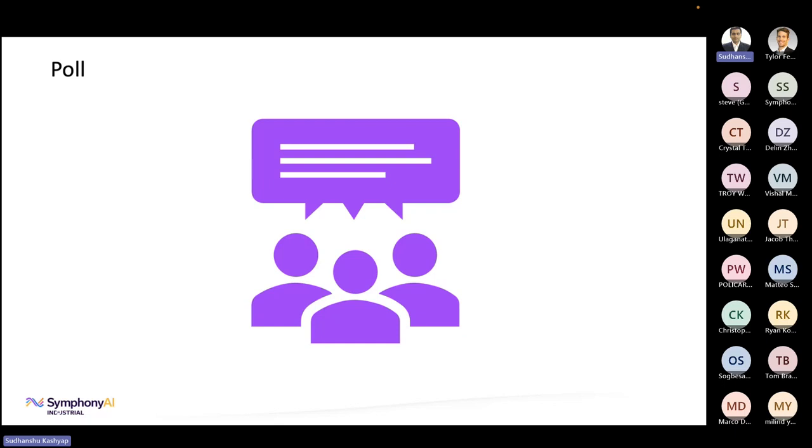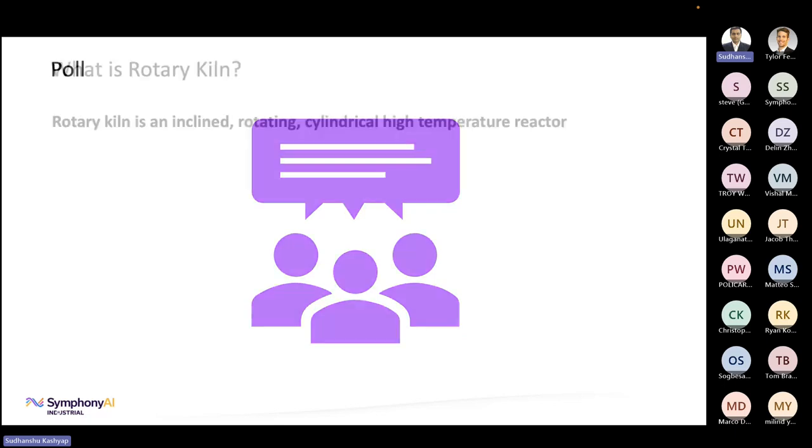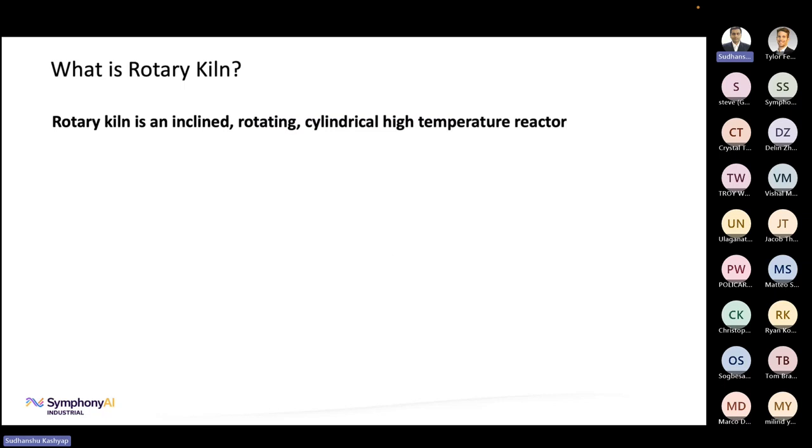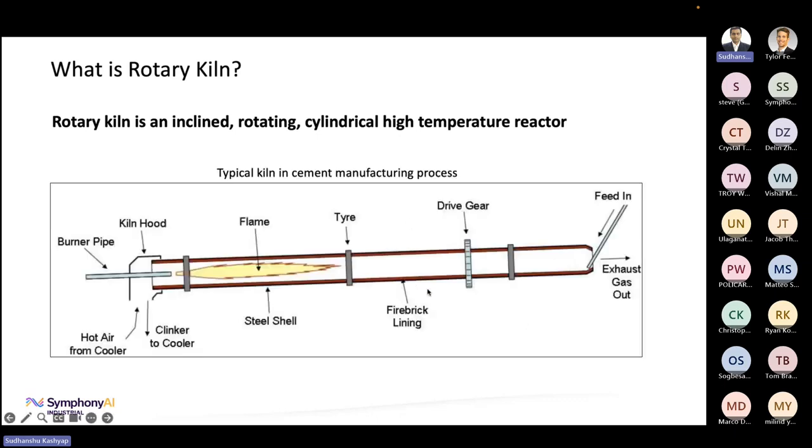And if you are not familiar with a rotary kiln, we'll cover some basics in the next slides. So what is a rotary kiln? As a definition goes, a rotary kiln is an inclined rotating cylindrical high temperature reactor. So wherever a rotary kiln is being used, it's a kind of reactor where many reactions happen inside it. And as the name suggests, it keeps rotating at a low RPM, and it's inclined such that material can move from one end to another end. What you see here is a typical kiln in the cement manufacturing process, but very similar kiln operations are also used in other industrial processes.